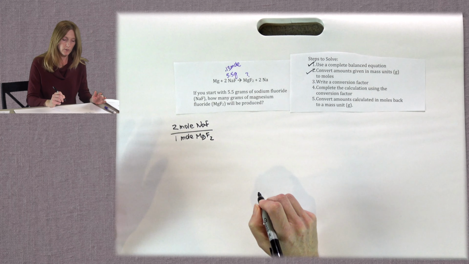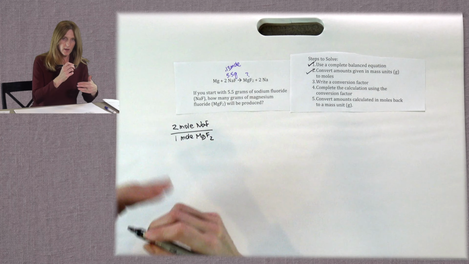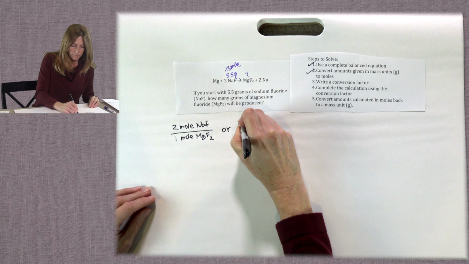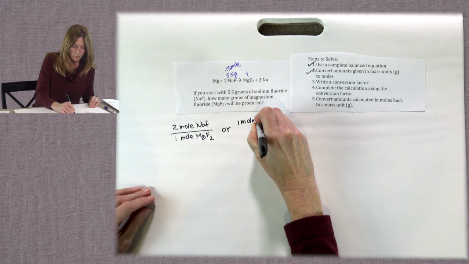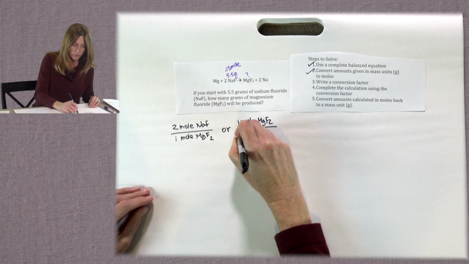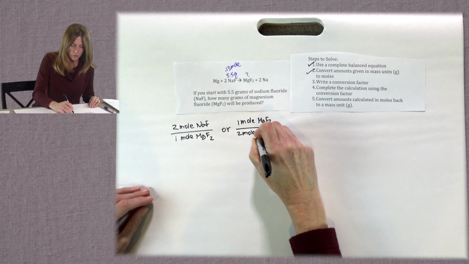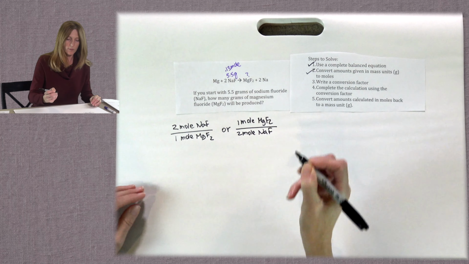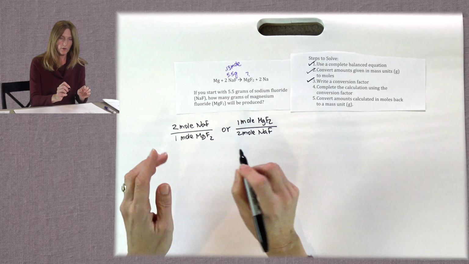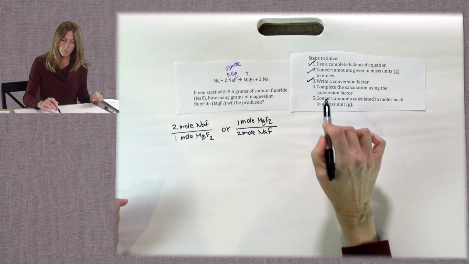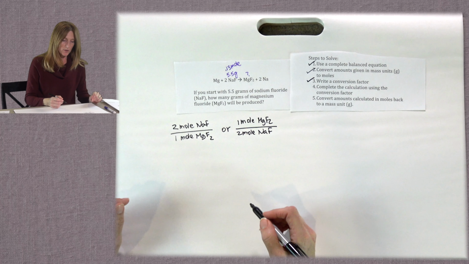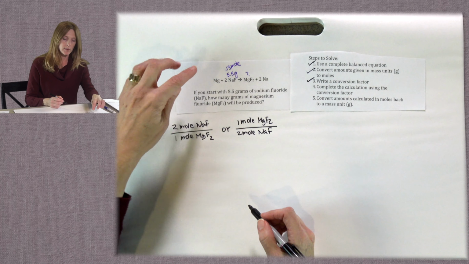And again, we can write these conversion factors either way. So we will also write the inverse. 1 mole of magnesium fluoride will be produced for every 2 moles of sodium fluoride that we start with. Okay, so now we have our conversion factors that we can reference. Next, we want to actually complete the calculation using the conversion factor. So let's start by writing down what we were given.